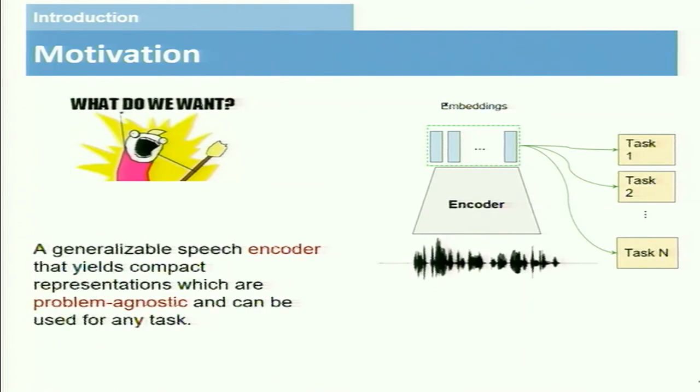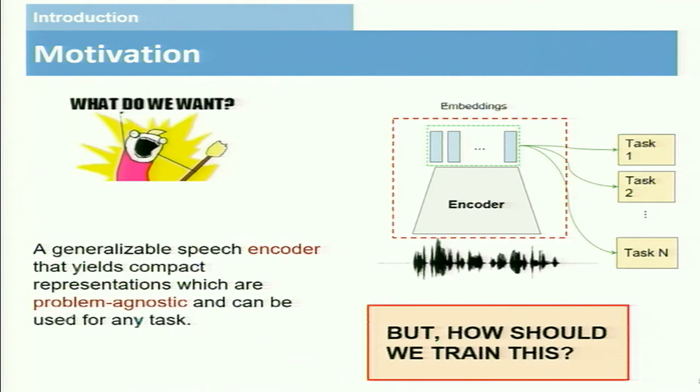And those are suitable to be injected into different tasks that require speech input. Namely, it could be speech recognition, speaker recognition, and so on. But we don't know which those tasks are. We don't know them yet. But we want to train an encoder like this, and we want to extract useful features for those future tasks. So there's a disconnection here. So how should we train this? We want to train it somehow to avoid knowing those tasks.